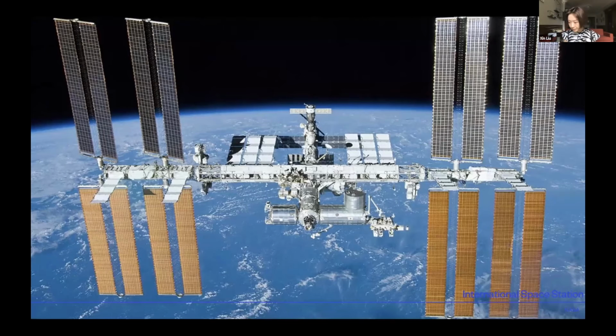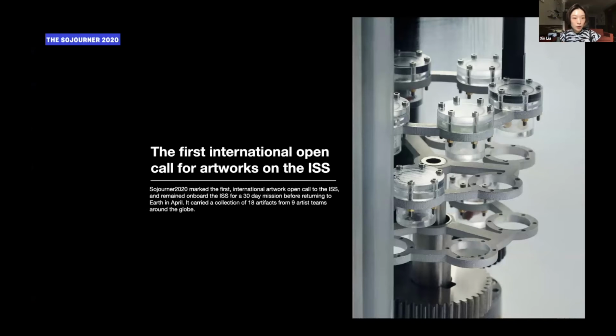Nowadays we are looking at the International Space Station, with which we recently had a project. It's called Sojourner 2020. It's the first international open call for artworks in the ISS. I was shocked to realize that we were actually the first one.